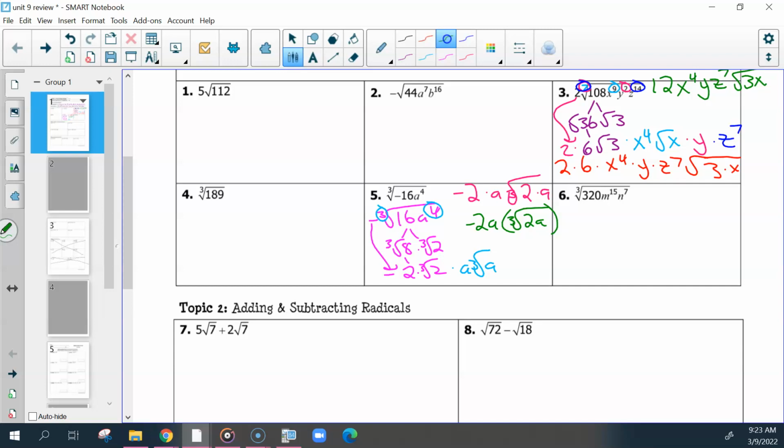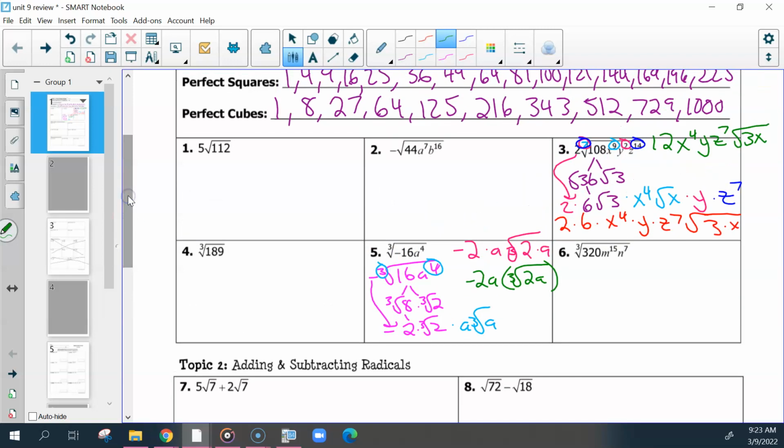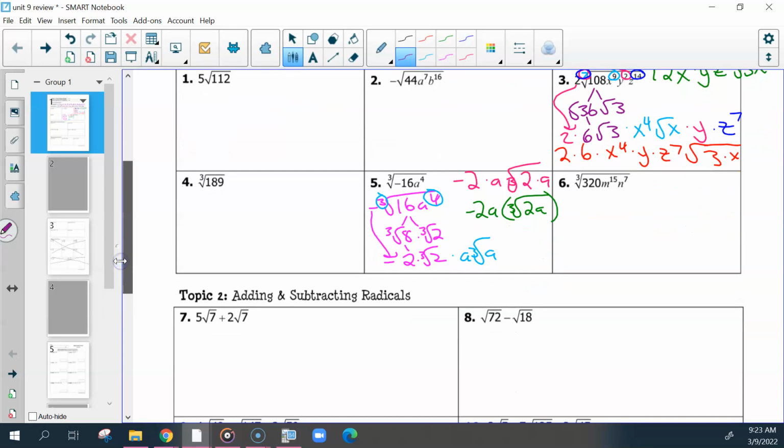Number 6: is 320 a perfect cube? No. What is the highest perfect cube we can divide out of 320? 64 and 5. Cube root of 64 is what? 4. And then 3 goes into 15 how many times? 5, with nothing left over.